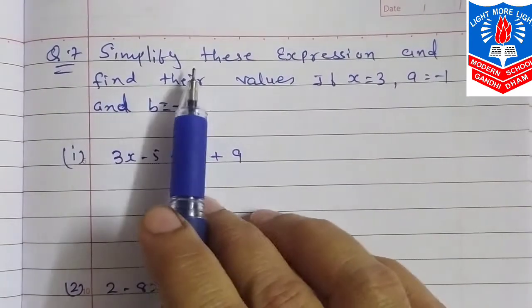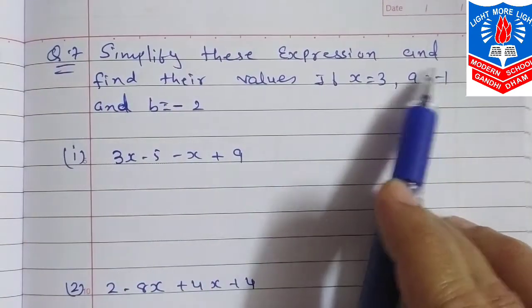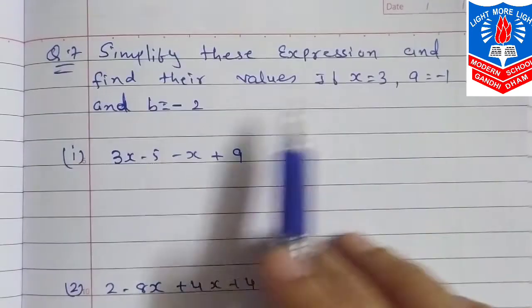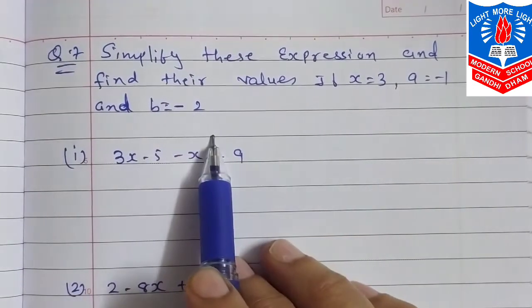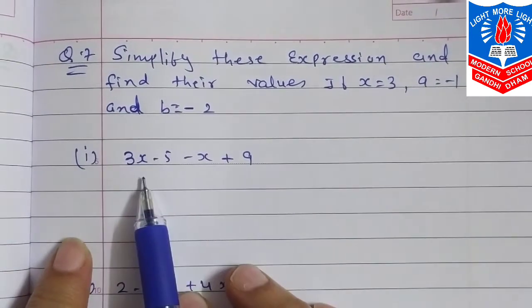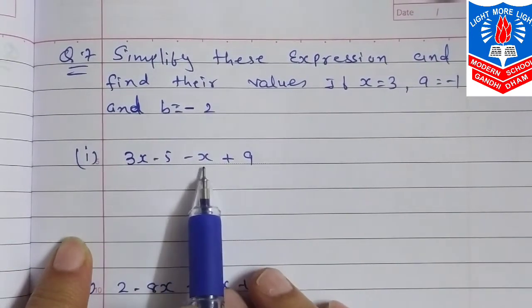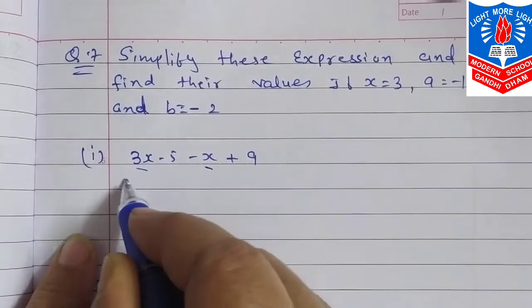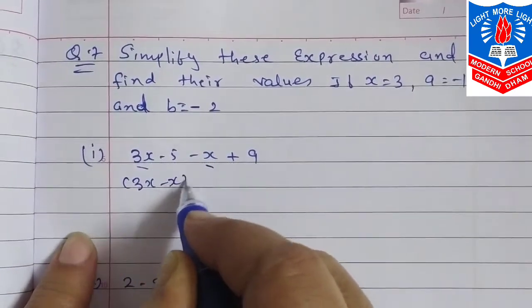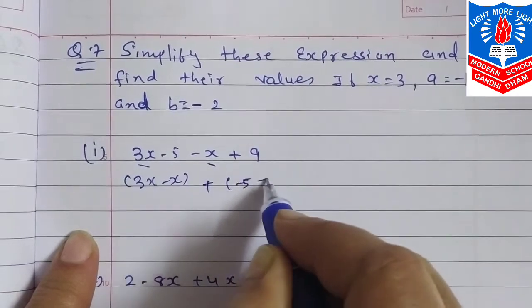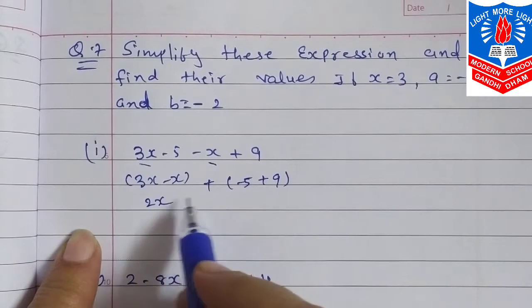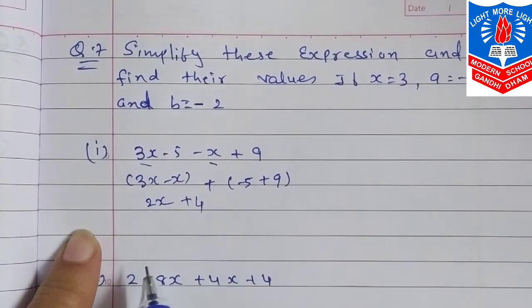Question number 7. Simplify these expressions and find their value if x is equal to 3, a is equal to minus 1 and b is equal to minus 2. The first one is 3x minus 5 minus x plus 9. First we simplify. Here 3x minus x minus 5 plus 9. So here is 2x and here is plus 4.